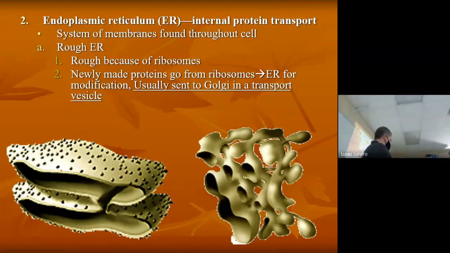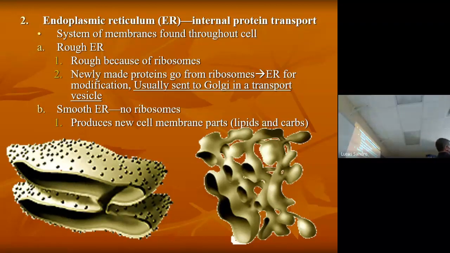Then on the right-hand side there, you see the smooth ER. It's a little differently shaped and doesn't have ribosomes. All these parts that we're talking about are made of membrane. The nucleus is made of membrane, the cell membrane, obviously. And each of the parts we're about to talk about are what we call membrane-bound organelles. So there has to be something making new membrane parts. That would be the smooth ER. Basically, it is a membrane factory. Phospholipids are produced here. And a lot of carbohydrates as well, because those are the marker tags that get stuck onto marker proteins.